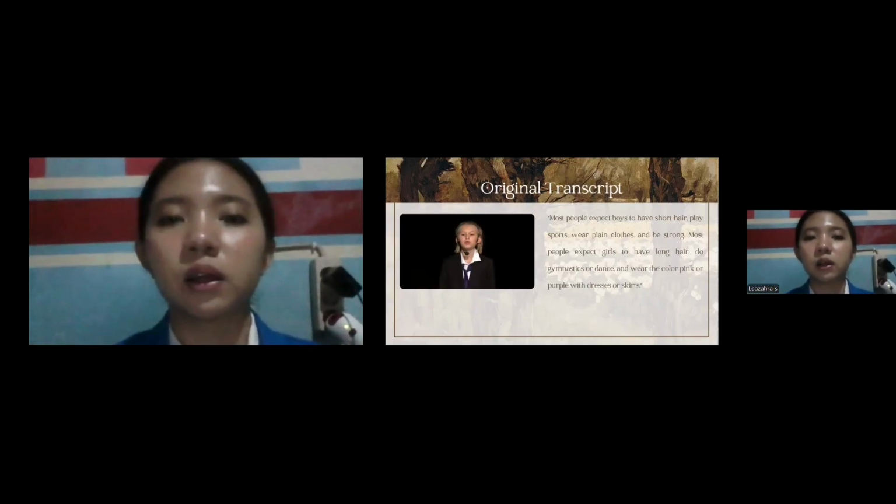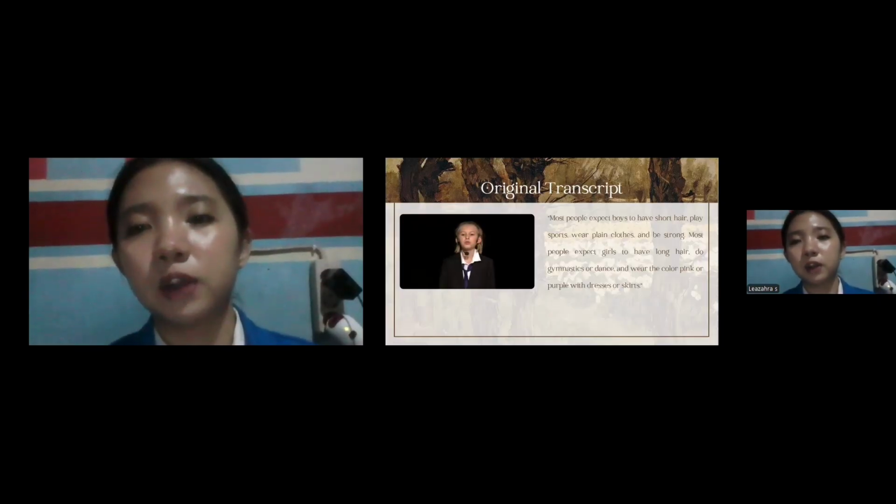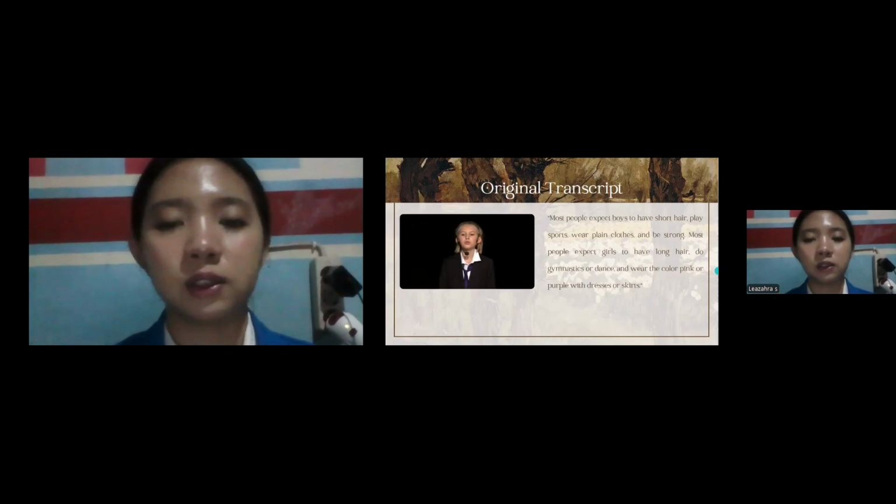Original transcript from Gabriella. Most people expect boys to have short hair, play sports, wear plain clothes, and be strong. Most people expect girls to have long hair, do gymnastics or dance, and wear the color pink or purple with dresses or skirts.